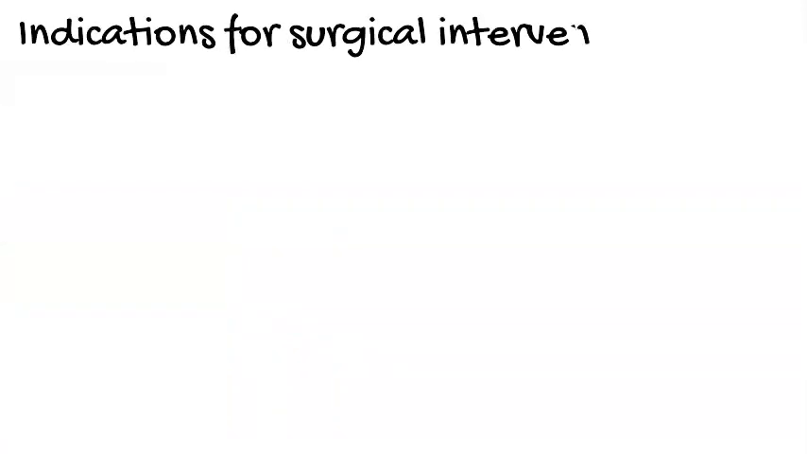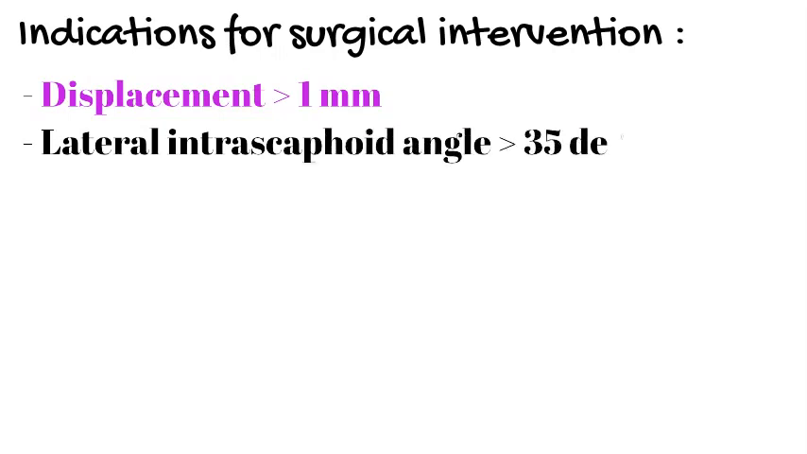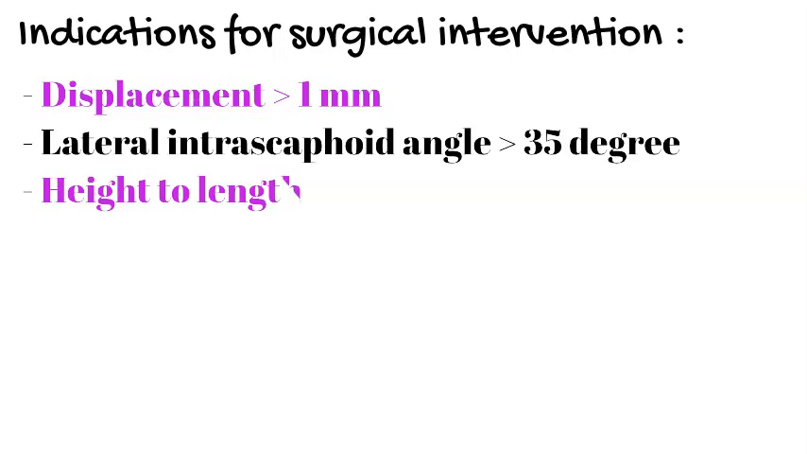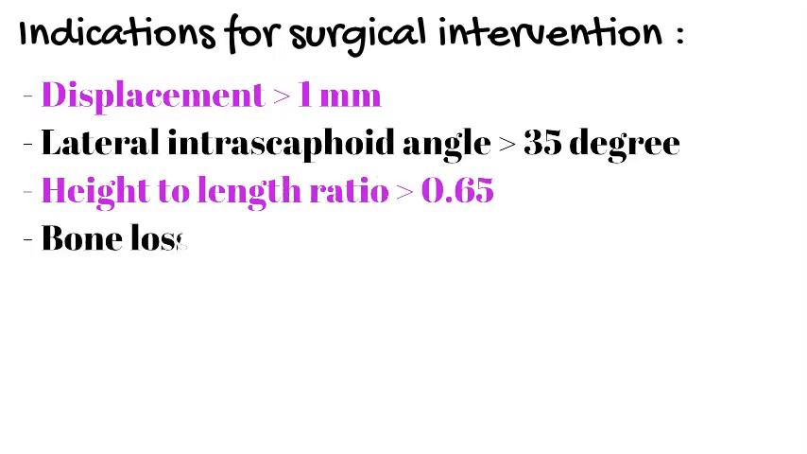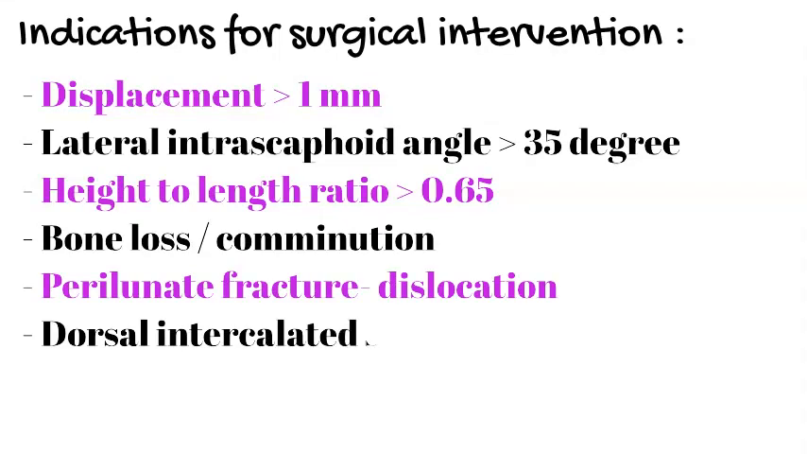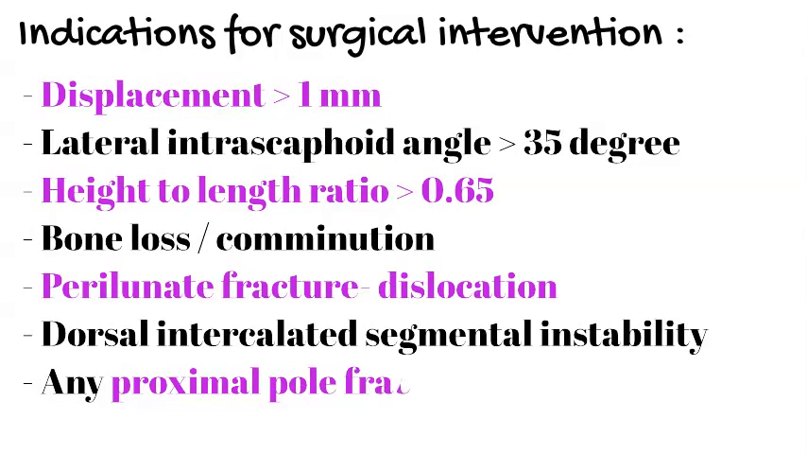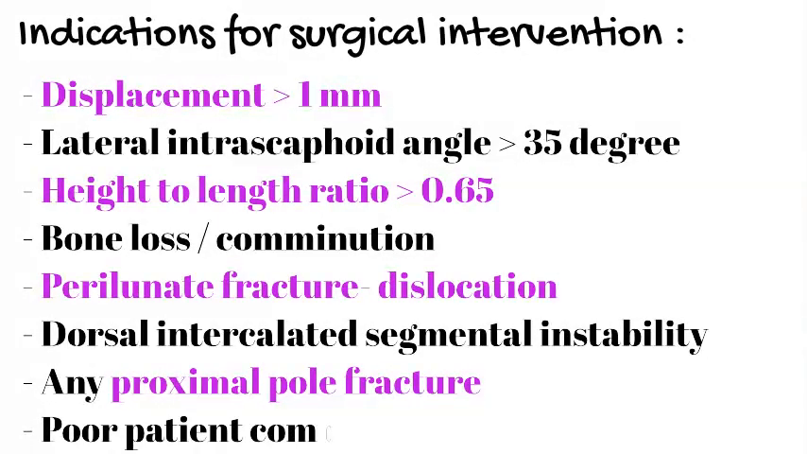The indications for surgical intervention. If there is displacement more than 1 mm, lateral intrascaphoid angle more than 35 degrees, height to length ratio more than 0.65, bone loss or comminution, perilunate fracture dislocation, dorsal intercalated segmental instability, any proximal pole fracture, and poor patient compliance.